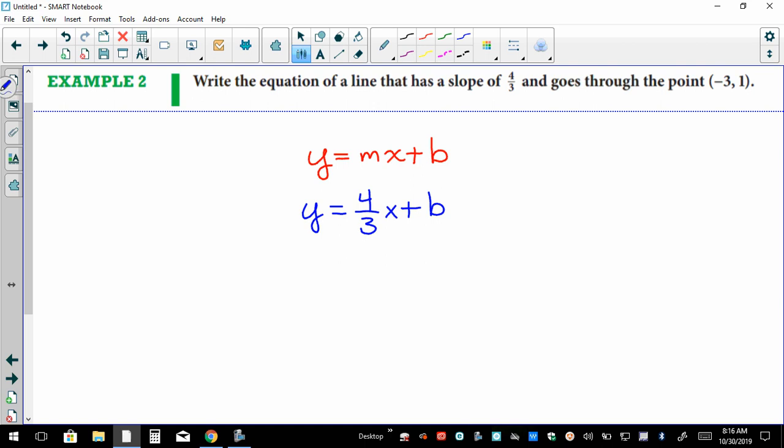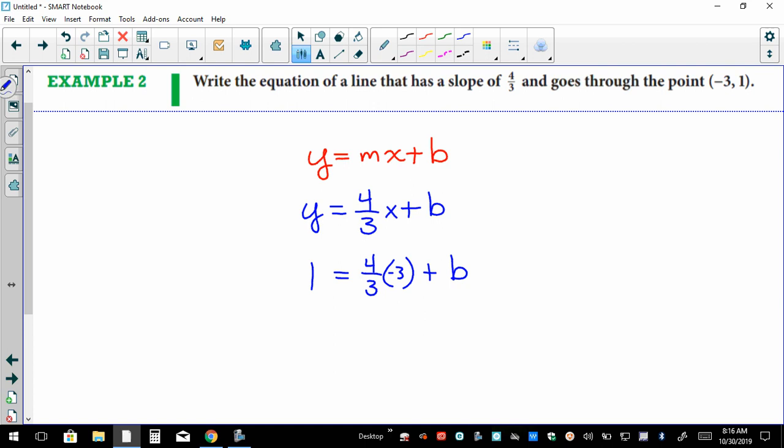What other information do I have? I have a coordinate point. I have an x value and a y value. Where would that go here? Well, the y value is going to go here because it's 1. Right? I'm going to plug it in. The x value is going to go here, which is -3. I don't have the b value, so I can solve for the b value and find it and then put it back in. Right?